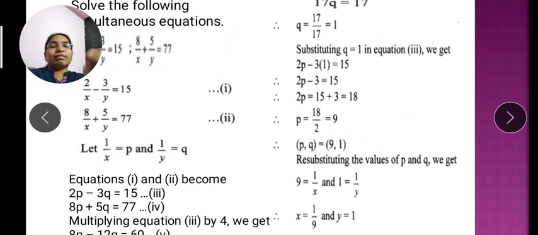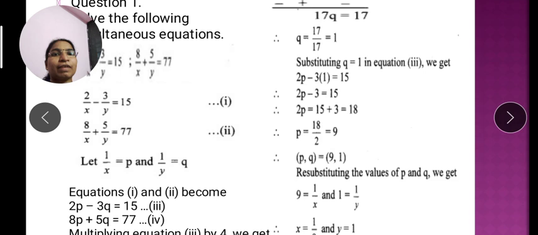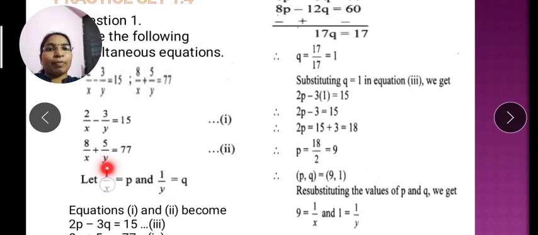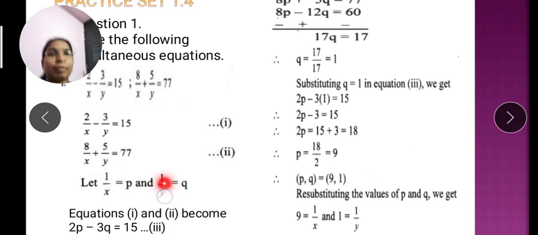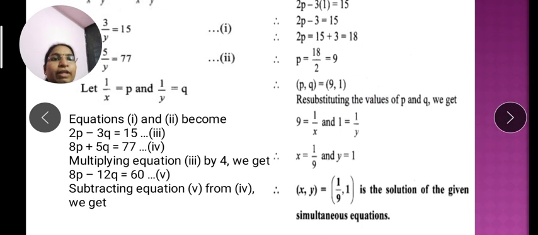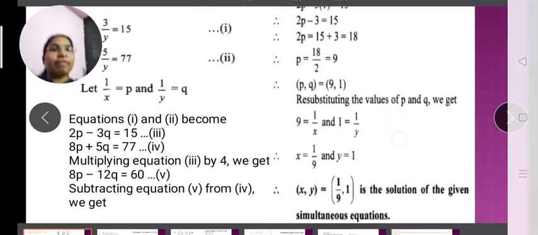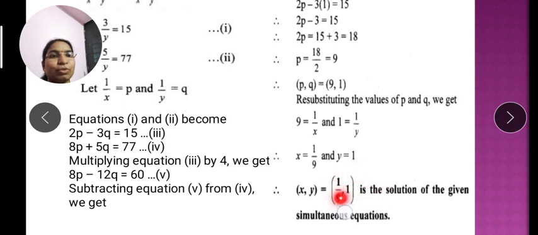But this is not a solution. Why? We have to find out the value of x and y, but here we got the value of p and q. Now p and q are 9, 1. What is p? P is equal to 1 upon x. And what is q? Q is equal to 1 upon y. So 1 upon x is equal to 9 and 1 upon y is equal to 1. So what you will get? x is equal to 1 by 9 and y is equal to 1.